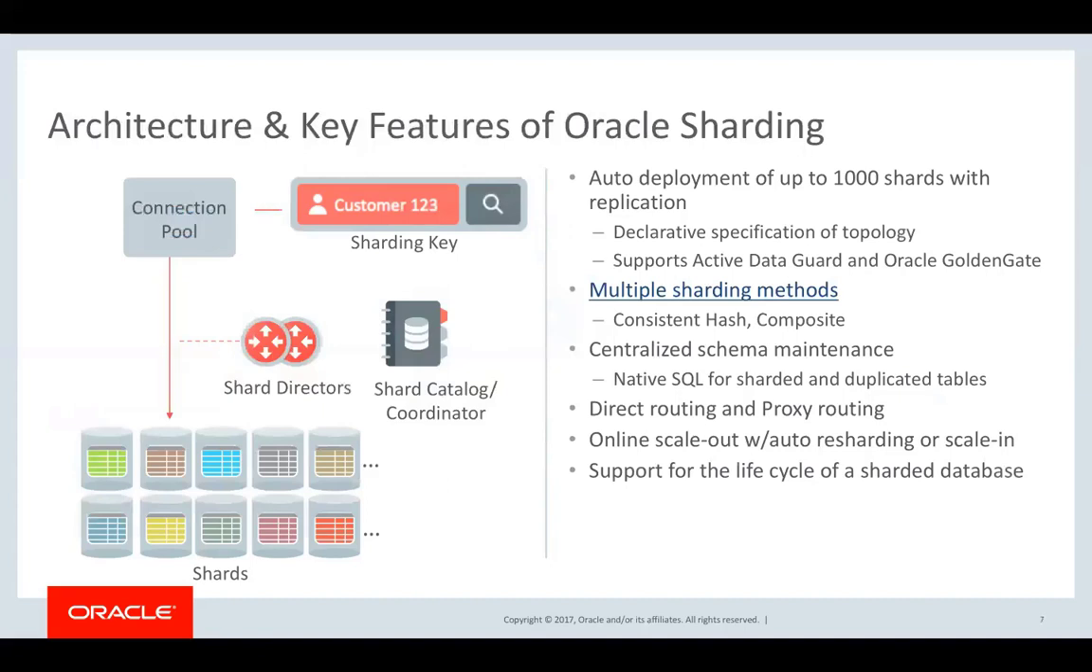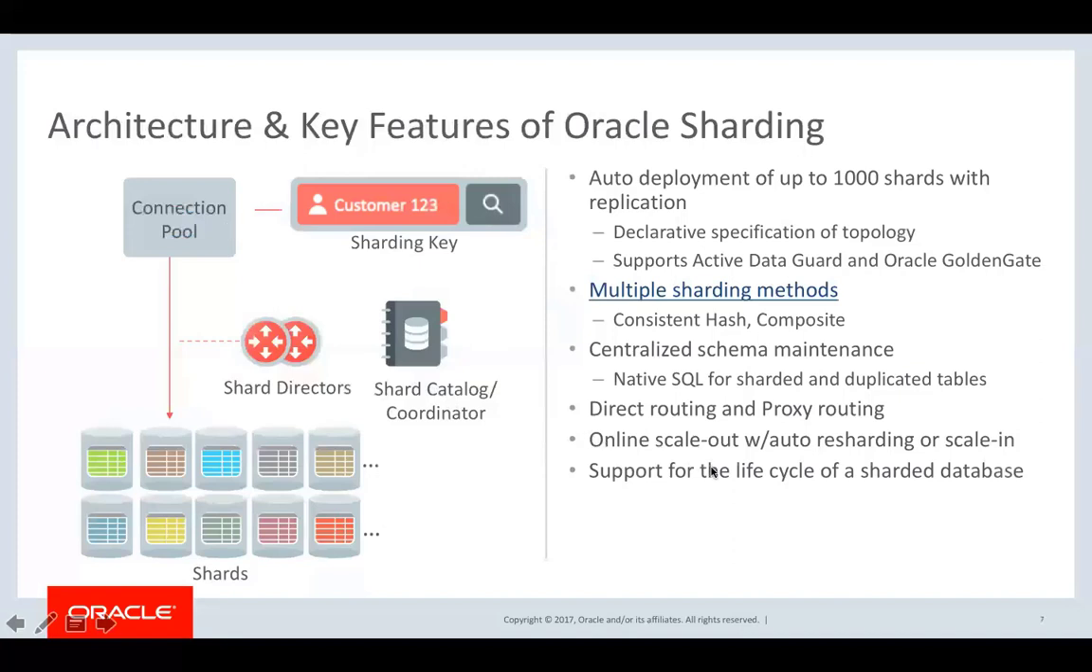Proxy routing is when you don't know the sharding key, or when you want to access data from multiple shards for reporting needs, etc. Then you would do proxy routing. For that, you would connect to the catalog database and execute your SQLs unchanged. And the catalog, which is also known as a coordinator, will parse a SQL and push the SQLs down to the shards, and queries get executed at the shard level, and the data is brought back and sent to the client. That's proxy routing.